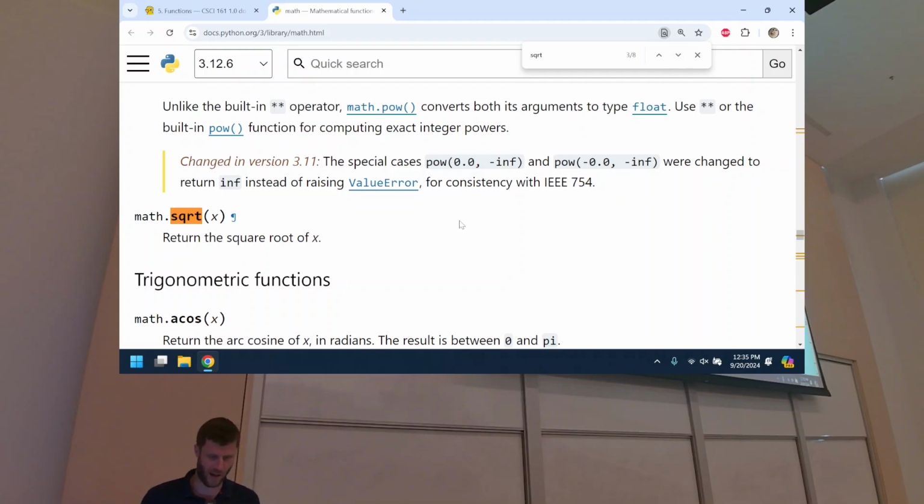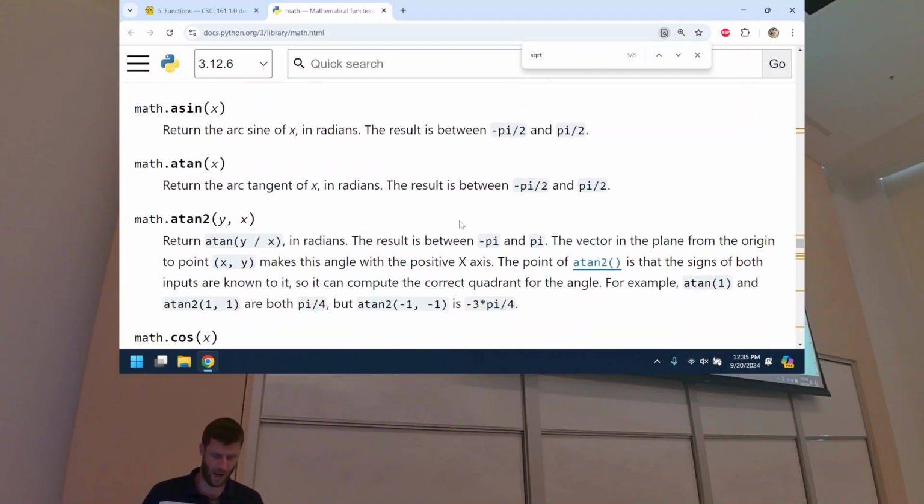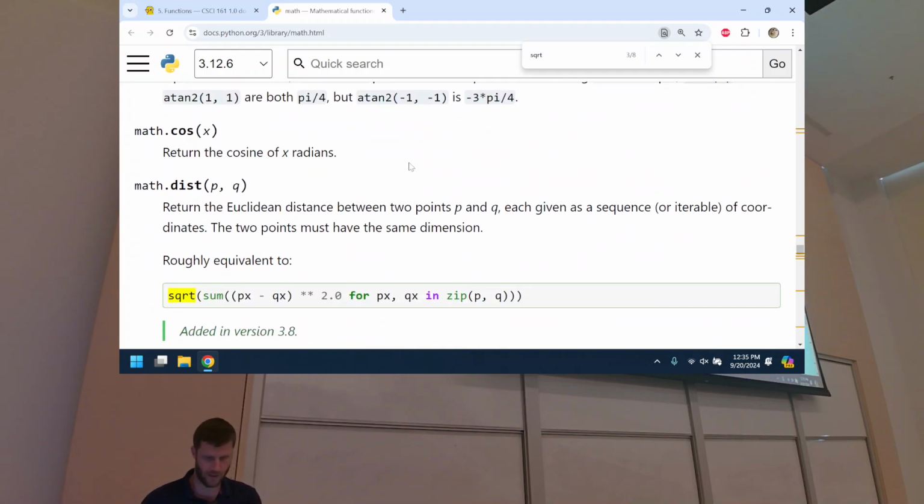Return the square root of x. Okay, well that one's pretty obvious. But you have to be careful because, for example, with the trig functions, look at cos. Math.cos: return the cosine of x radians. If I didn't read this and I assumed it works with degrees, this wouldn't work the way I want it to. I'd need to have radians in order to have this work properly. So it's always good to have a look at the actual documentation.